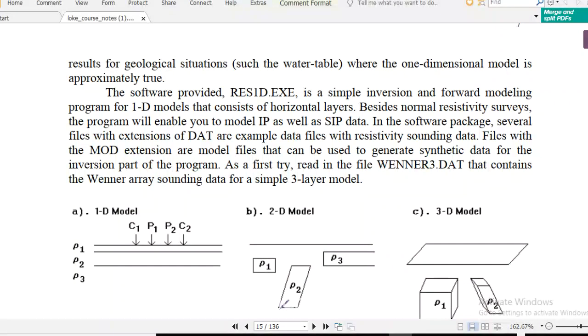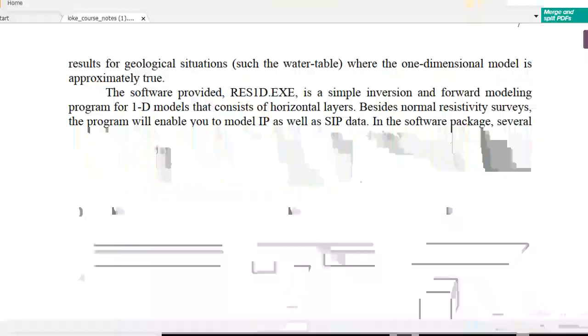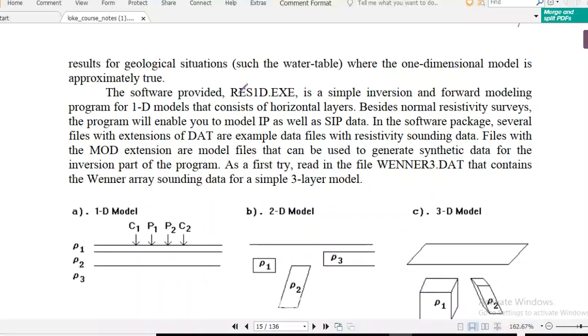The software provided is RES2DINV.exe. Okay, 1D.exe is simply an inversion and forward modeling program for a 1D model that consists of horizontal layers. Besides the normal resistivity survey, the program will enable you to model IP as well as SIP.